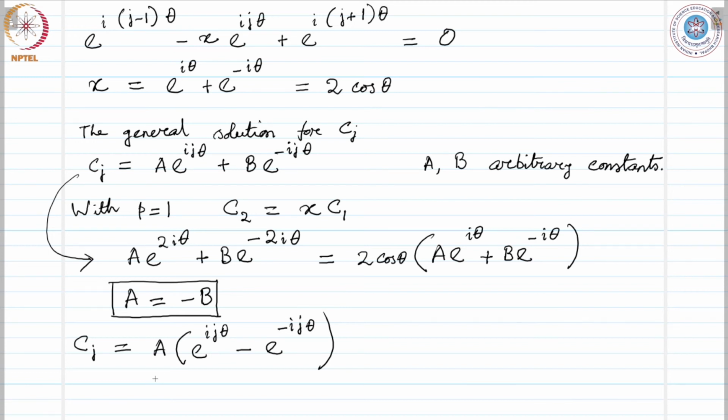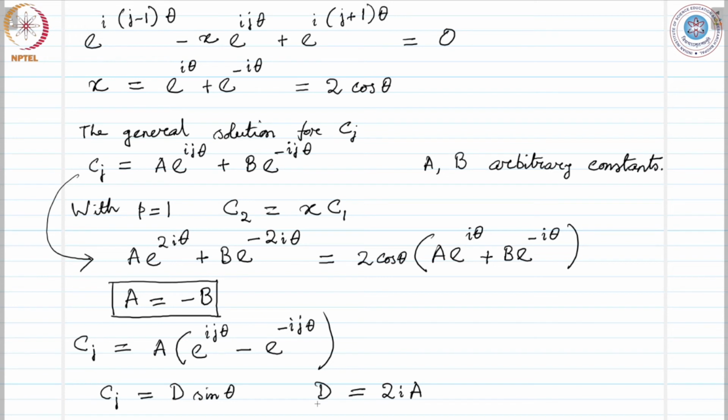Now, let us do the following. Let us write down Cj as d sin j theta. If we do that, what would be the value of d? D, as you can see, would be twice I A, which is another arbitrary constant d.